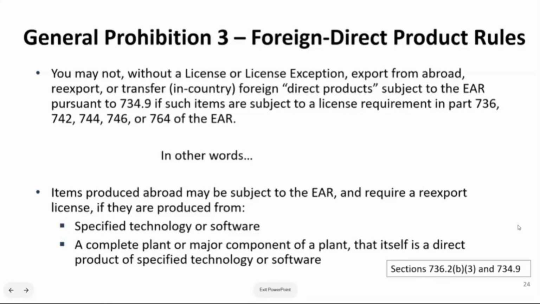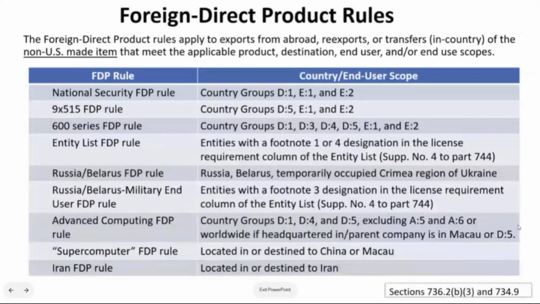And over here, this is a whole different ballgame. We used to have literally one foreign direct product rule when I began here a couple of years ago. And now we have 9. We're going to do one example from those 9, but we're going to show you what the 9 are. And it all depends on many different factors. As you can see here, you need to take a look at these various areas of the EAR, 736, 742, 744, 746, 764, depending on your situation. Next, please.